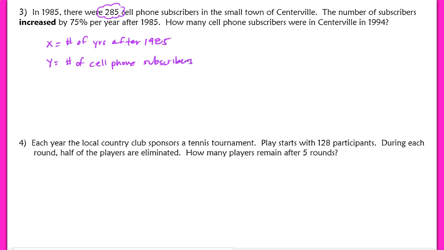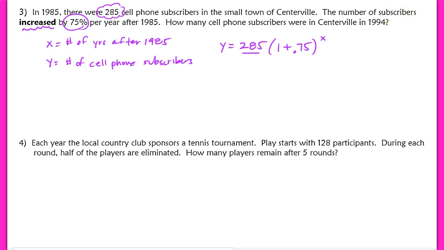So this is going to be a growth because it's telling us that it's increasing by this amount, 75%. So our general function is going to be y equals 285, because this is our initial amount of cell phone subscribers, multiplied by 1 plus our rate here. It's going to be addition because it's a growth. And we're going to change that percentage into a decimal, 0.75. And then we're going to raise that to the x power.